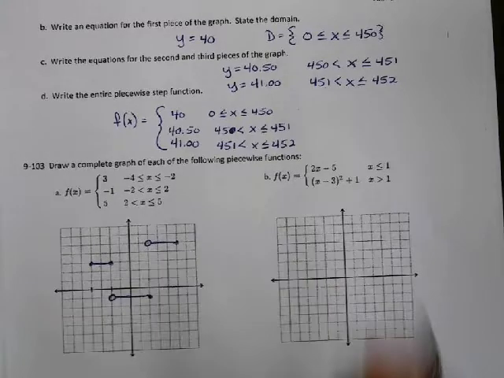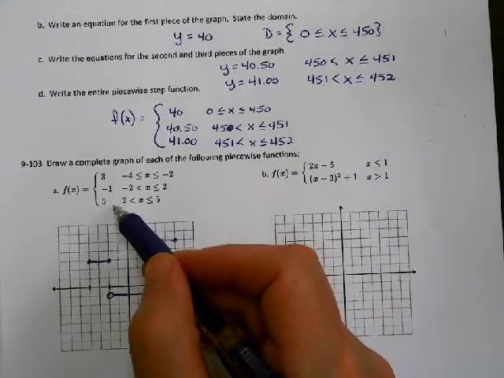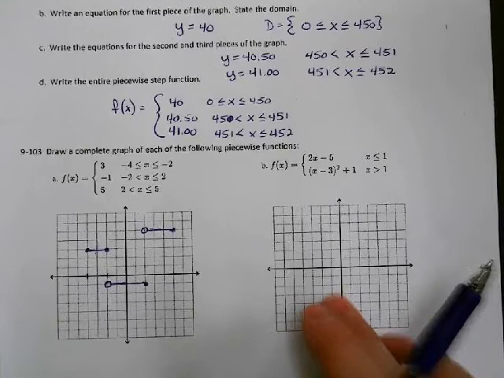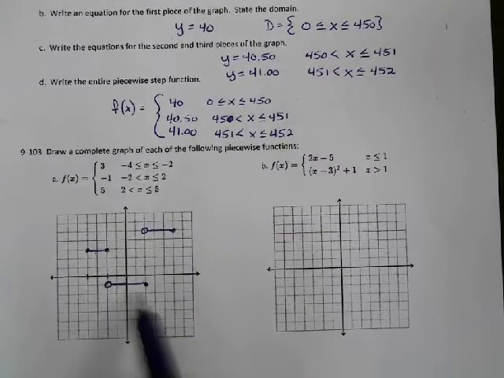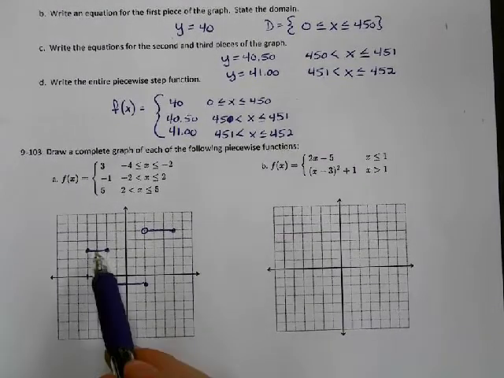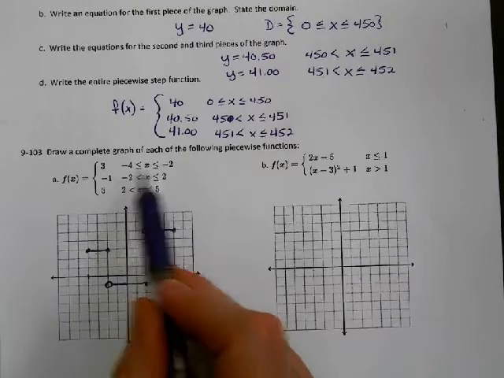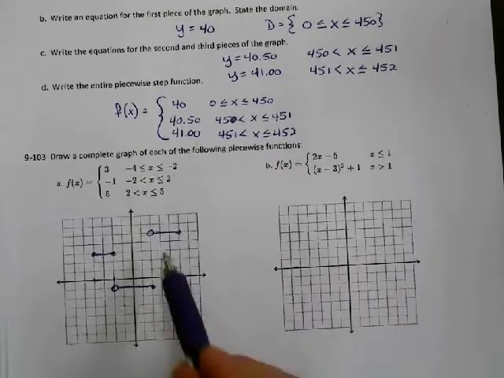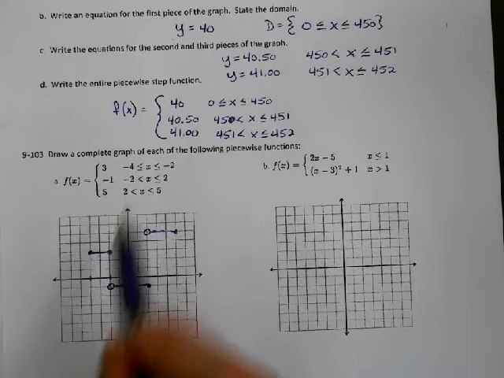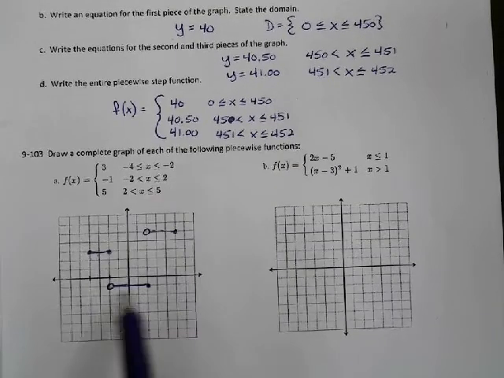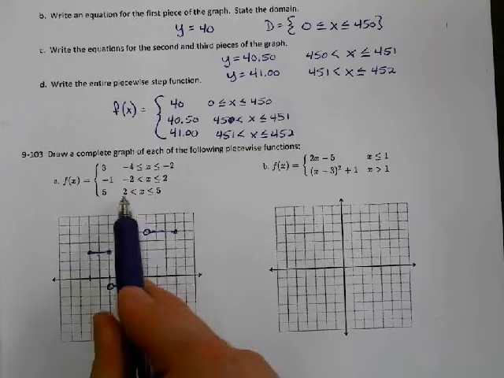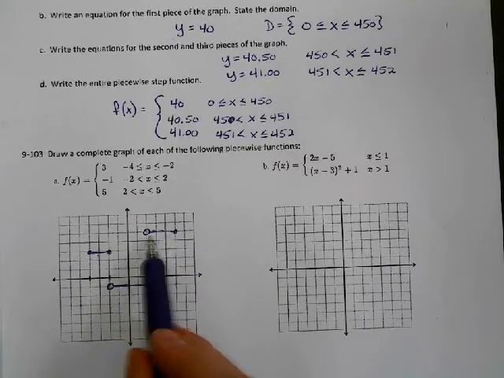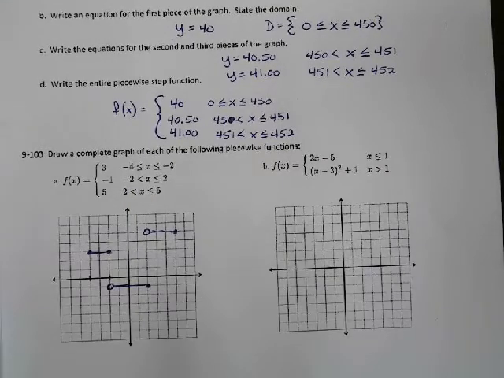So we've got 3 different parts of the function that are 3 different little horizontal lines, and they all behave depending on what their domain is. -4 to -2, that's y equals 3. -2 to 2, that's y equals -1. 2 to 5, that's y equals 5 up there. Okay, let's do that for this one.